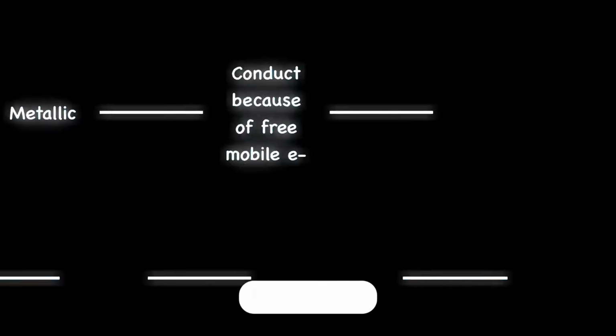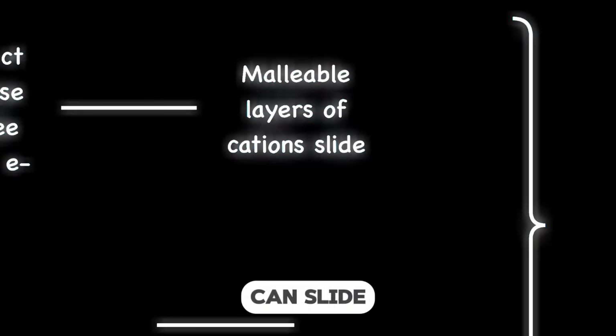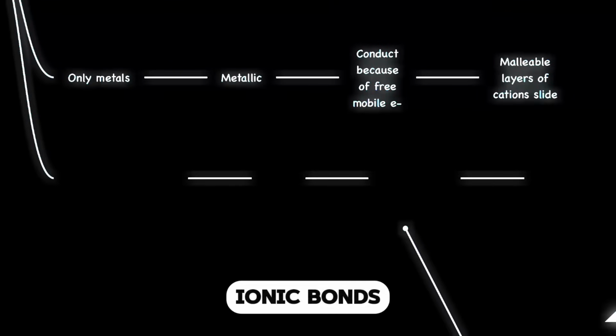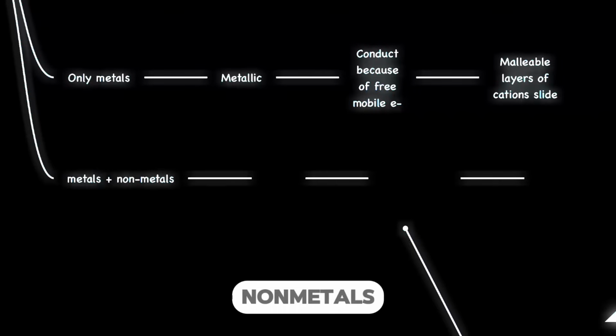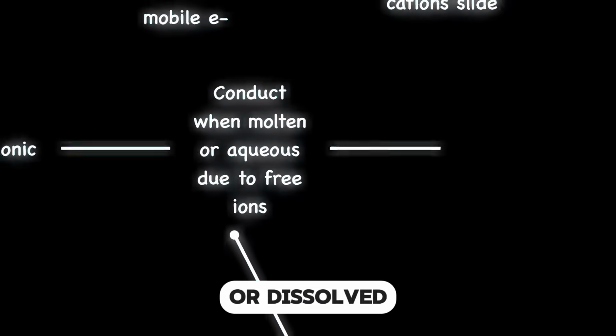Metals conduct electricity in all forms due to the presence of mobile electrons. Metals are malleable because the cation layers can slide past one another. Ionic bonds occur between metals and nonmetals. Ionic compounds only conduct electricity when molten or dissolved in water.